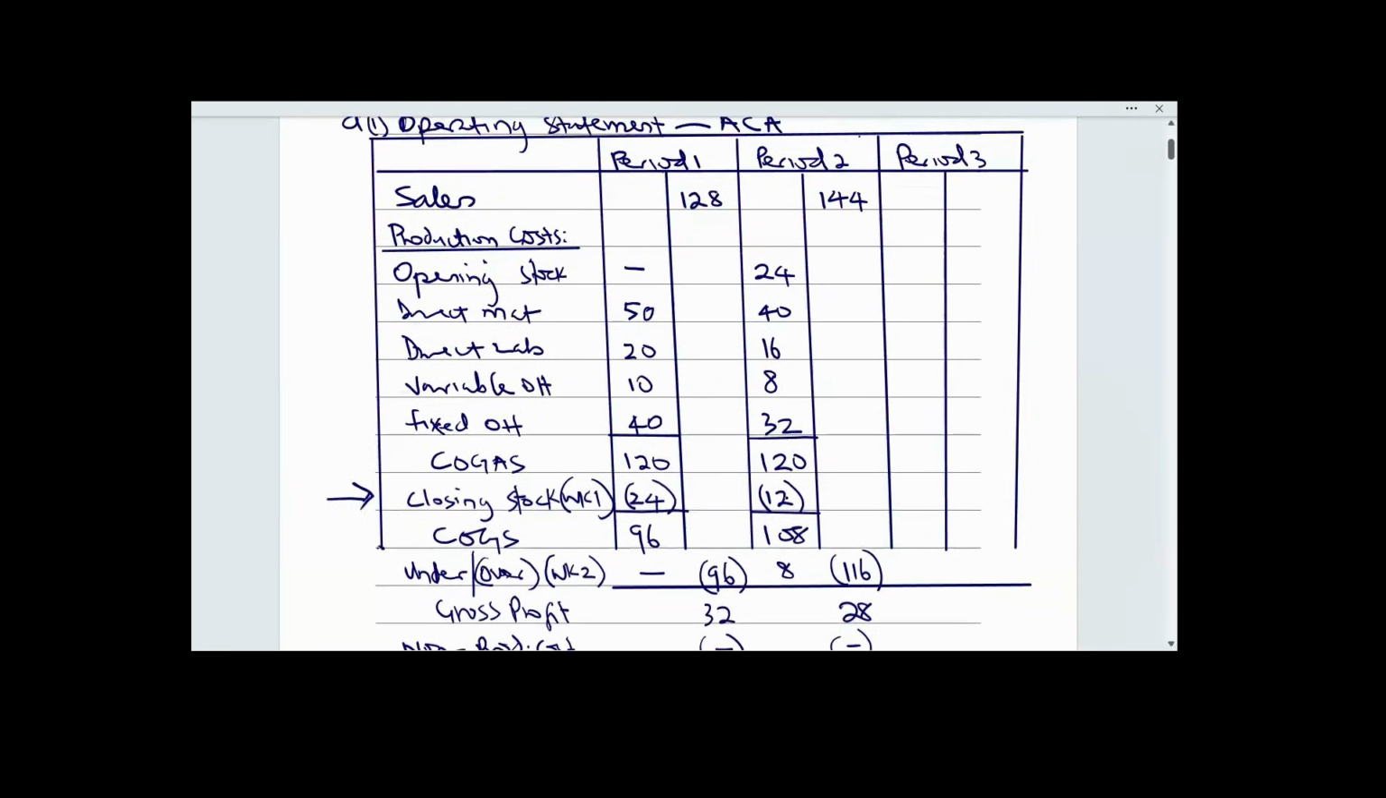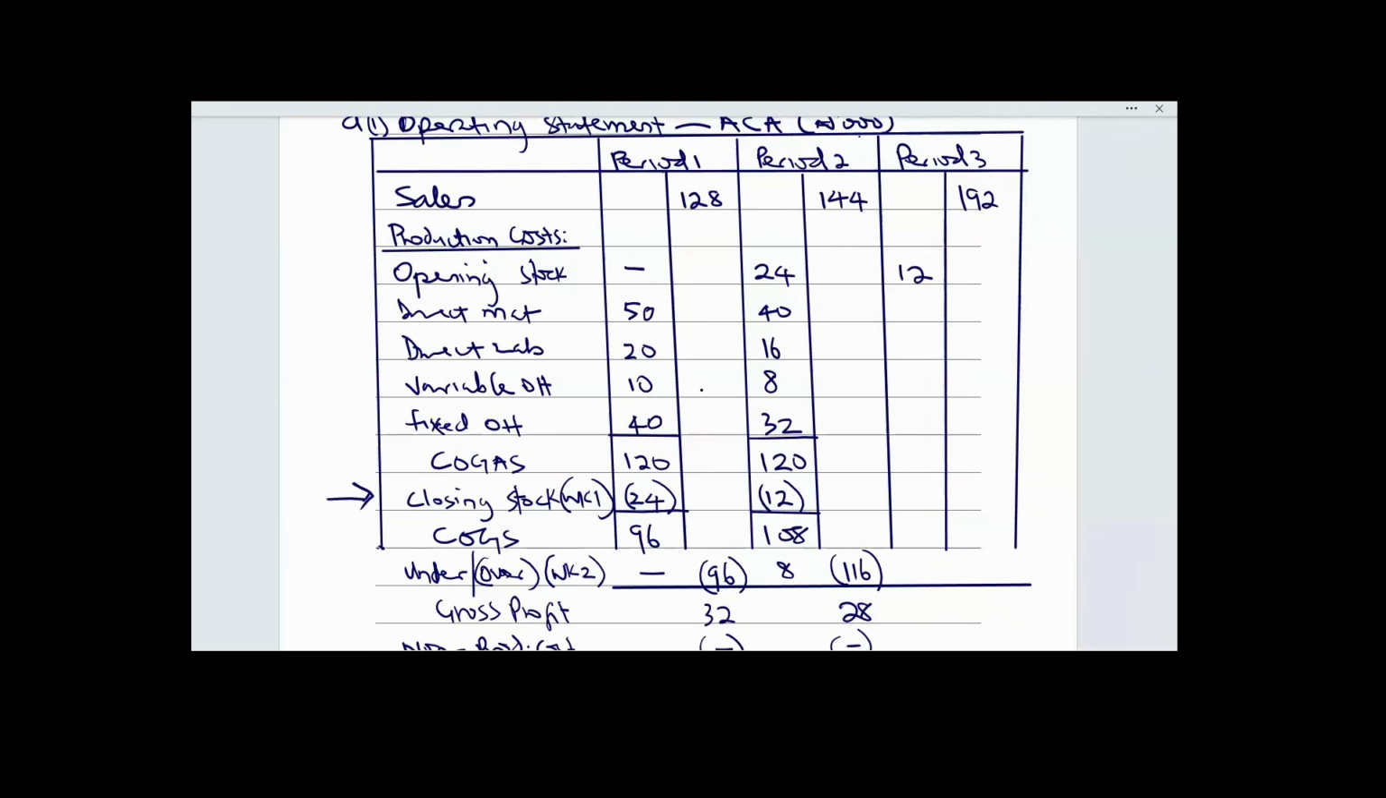Lastly, in the third period, the sales value: we sold 12,000 units, multiplied by 16 naira. What do you get? 192,000. The closing stock in the second period of 12,000 naira will become the opening stock on 1st January of the third period, which here will be 12,000 naira.